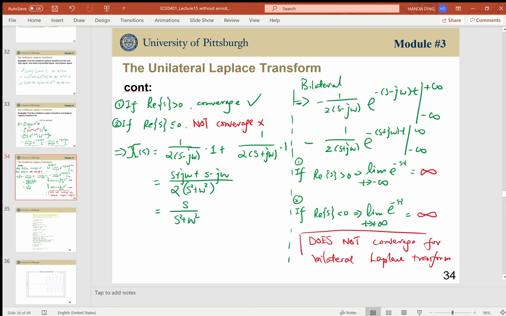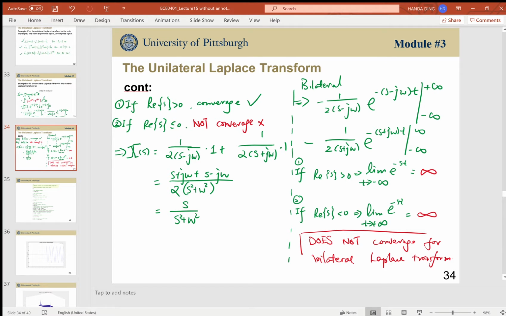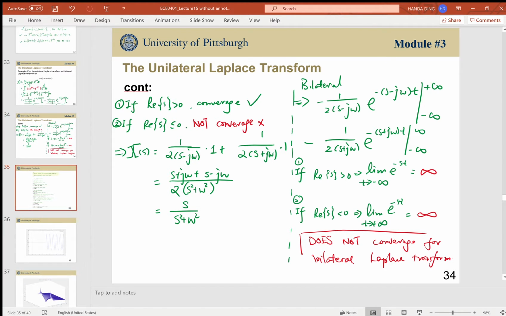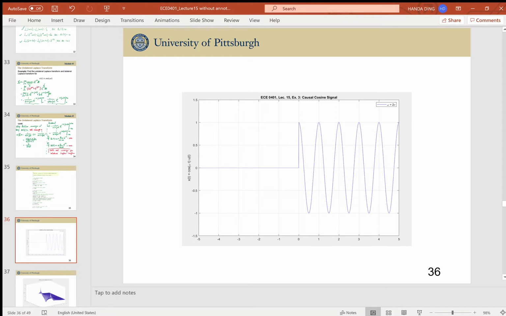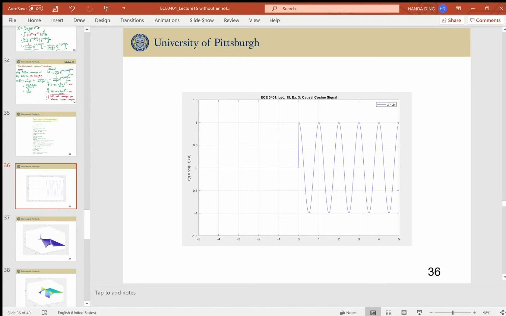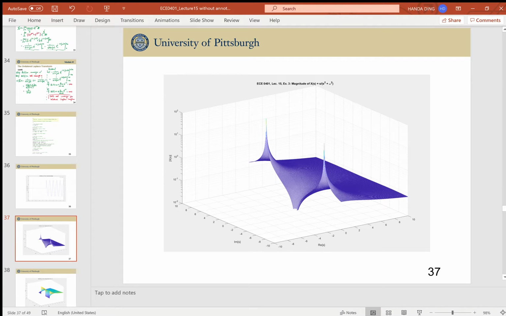So that's the problem. Now you see the difference between two different methods, right? There you go, that's the MATLAB for the cosine. This is the code, and this is the time domain. It doesn't really matter for t less than 0. After 0, it's just a normal cosine. So that is the Laplace transform.